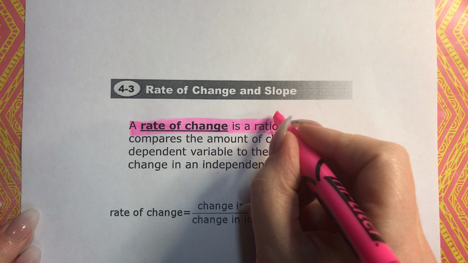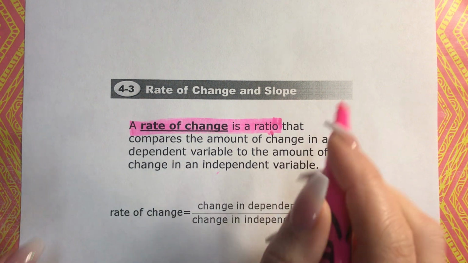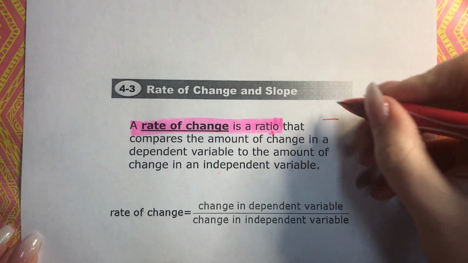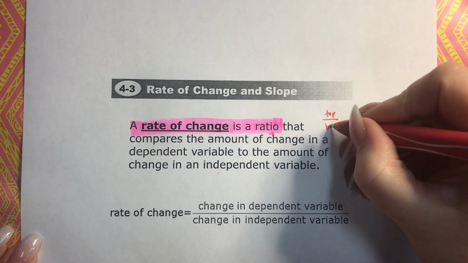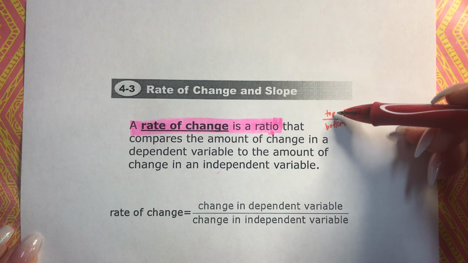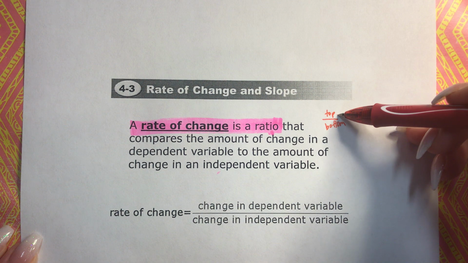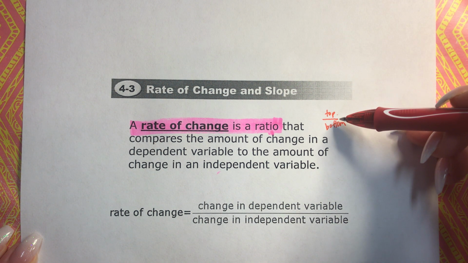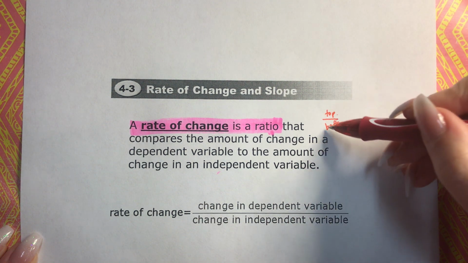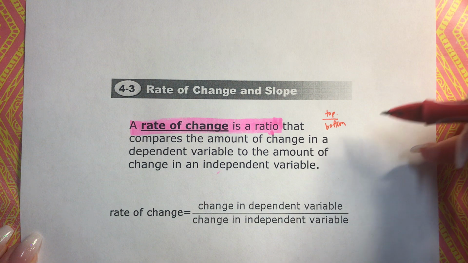After the word ratio, they're going to tell me what goes on top of the fraction, because every fraction has a top and a bottom. Then once I see the word to, that means they're going to give me the information that goes on the bottom of the fraction.